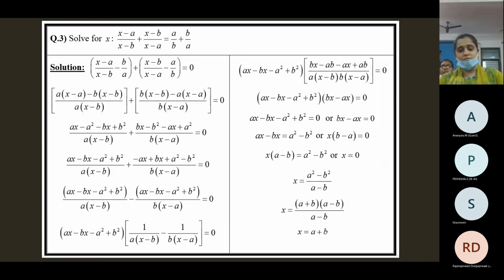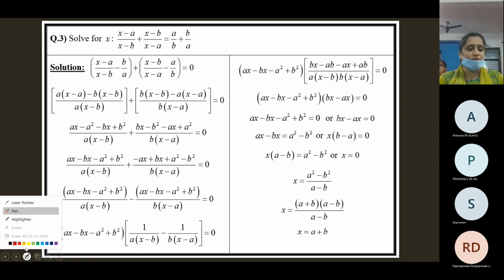Ma'am, can't we cancel out the numerator in both, ma'am? Yeah, you can do that and cancel, but you will lose one value for x. You transpose and you do it. When you cancel this by taking it on the other side, you lose one value for x.